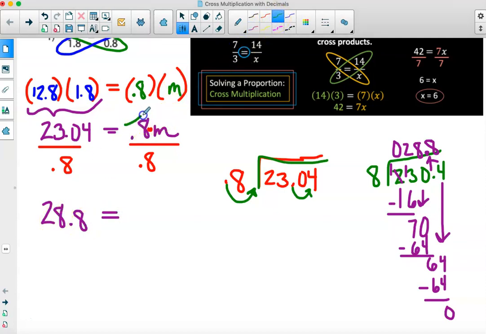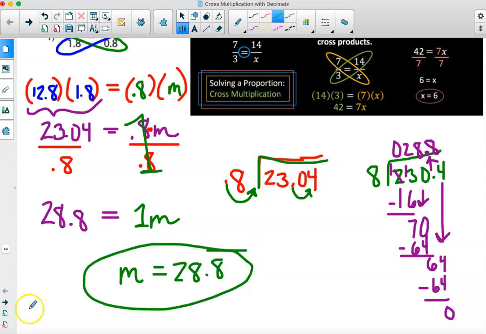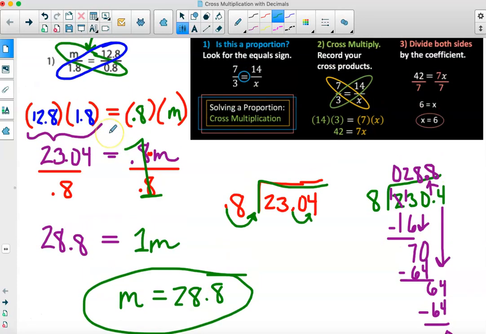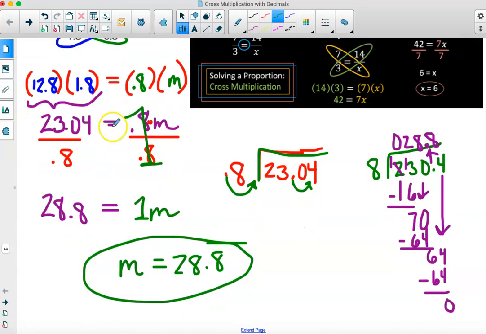Recall that 0.8 divided by 0.8, anything divided by itself, is going to equal 1. So we're left with 1m, which is the same as m, equals 28.8. And we just completed cross multiplication with some decimal values.